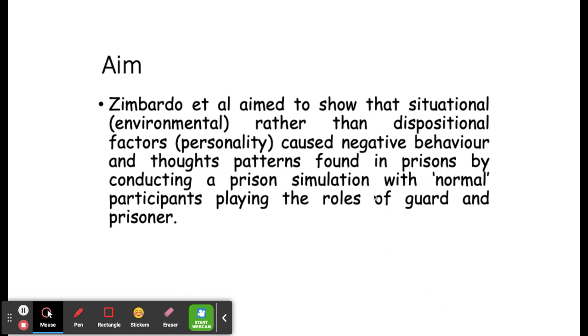So then, the aim of this. Now, all things have to have an aim, all things have to have a certain intention. And the intention was pretty clear. Zimbardo aimed to show that situational environments, rather than dispositional factors or personality, cause negative behavior and thought patterns found in prisons, by conducting a prison simulation with normal participants playing the roles of guard and prisoner.